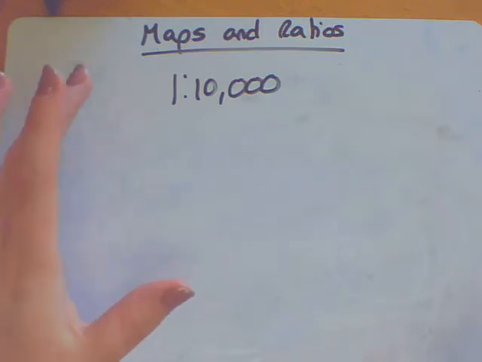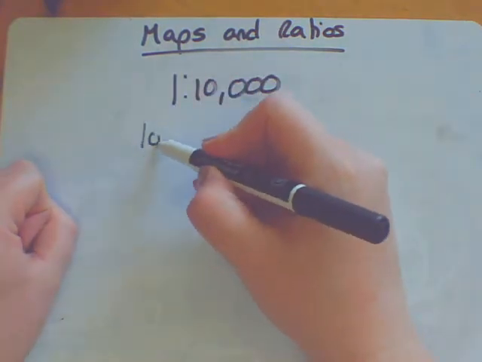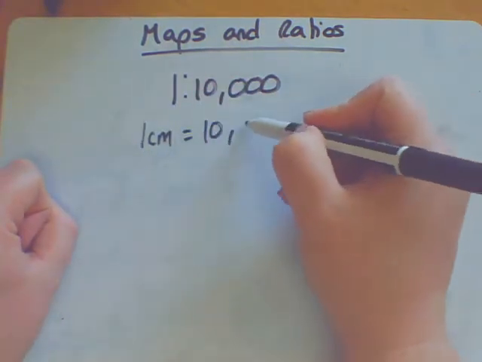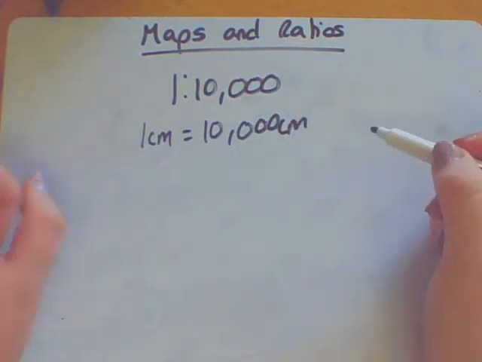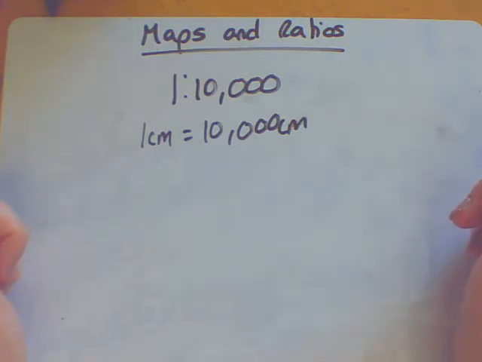So here we've got a traditional map ratio, so 1 to 10,000. What does this mean? This means that 1 centimetre is equal to 10,000 centimetres in the real world. Okay, so if I travel this far on the map, I'm travelling 10,000 in the real world. Now, there's several ways they could ask the question.